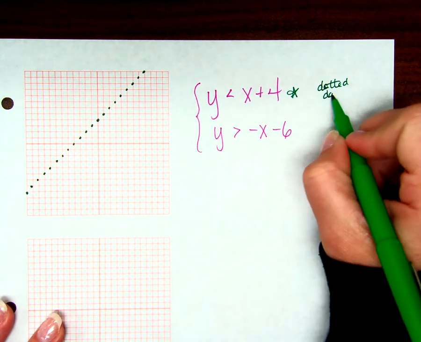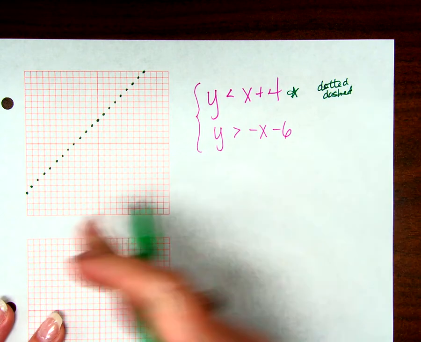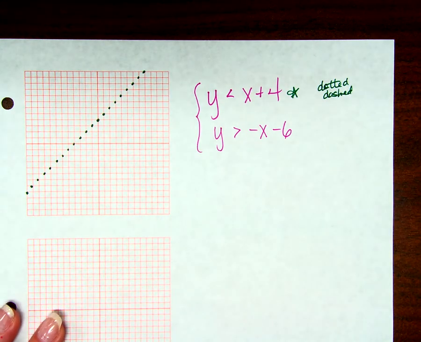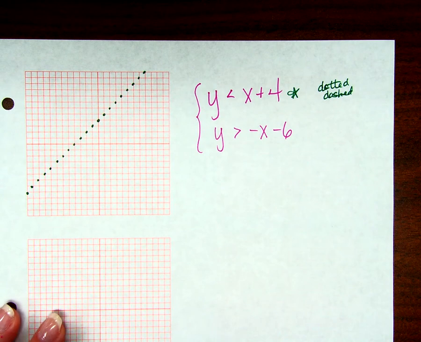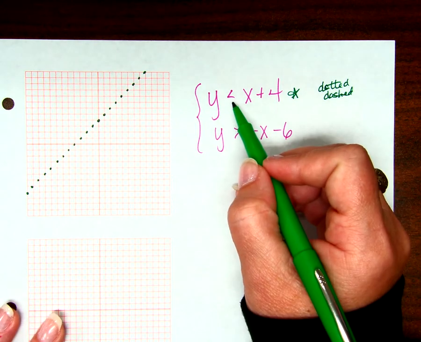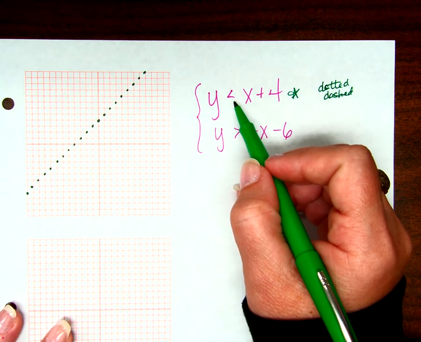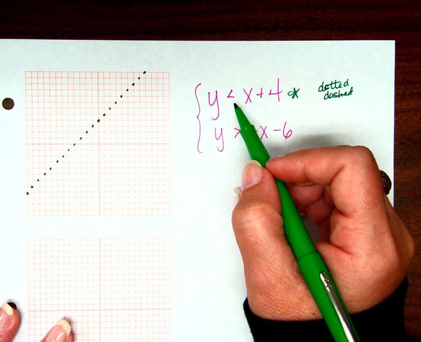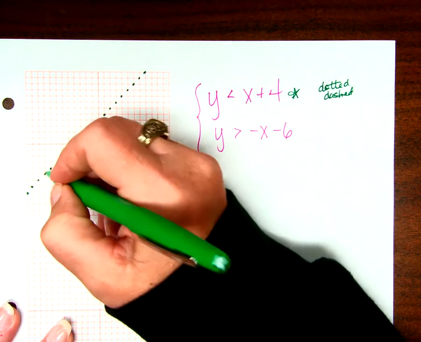Dotted or dashed. Those things here in this situation pretty much mean the same thing. Dashed lines are sometimes a little easier to see, but it's really up to you. I'm going to tell myself right now where I would shade. Look at the inequality sign. Less than, so I'm going to shade below the line. It's less than, so it's going to be below the line.